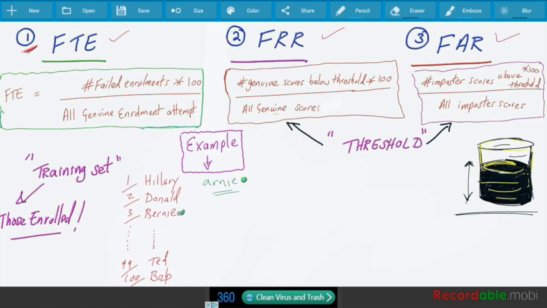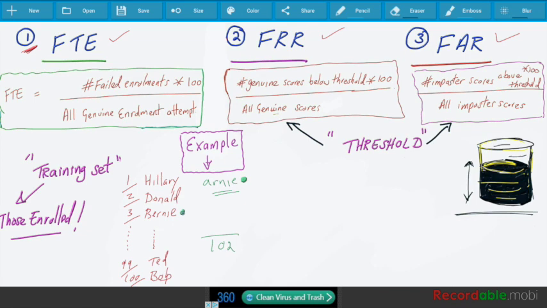Bernie, who was successfully enrolled, had to do 2 attempts, and this guy Arnie had 1 attempt and just never got enrolled in the system at all. So here's a question for you: how many attempts at enrollment were there? Well, there were 102 attempts. How many of those attempts failed?